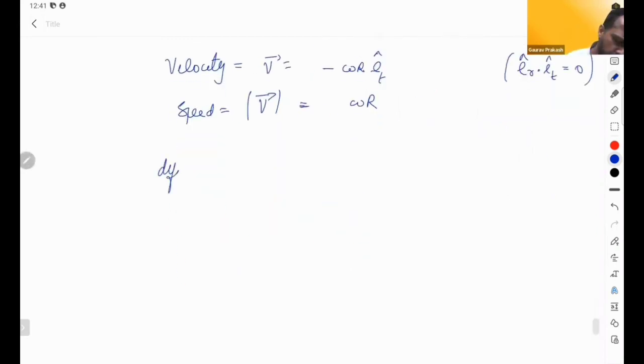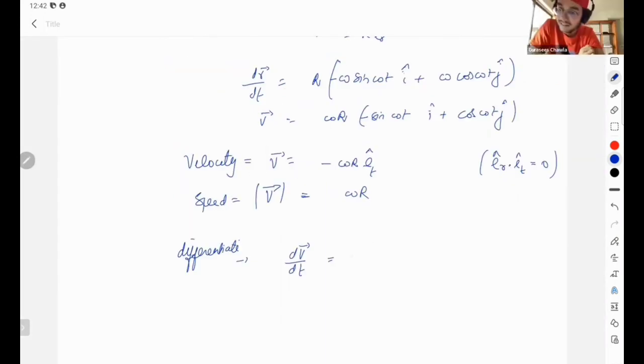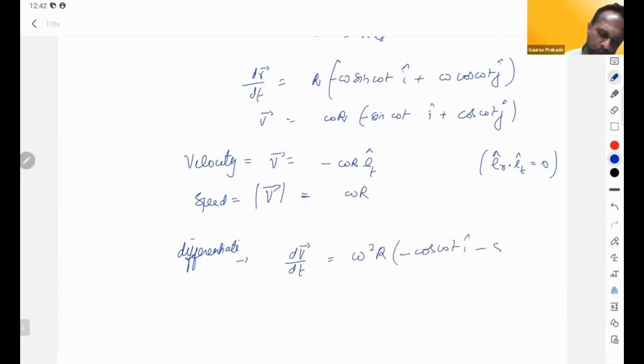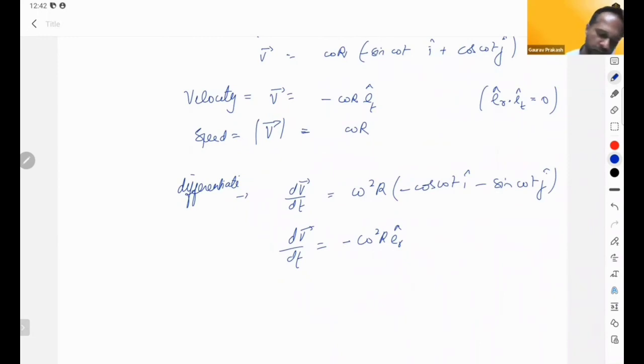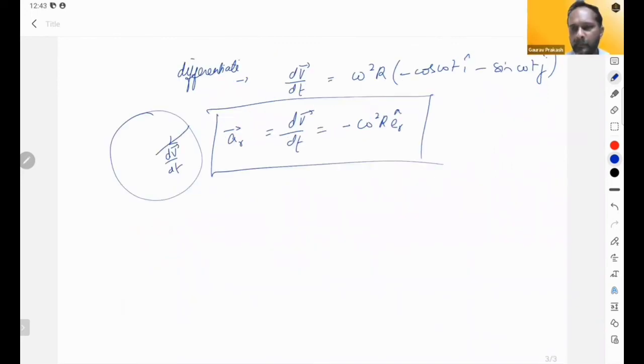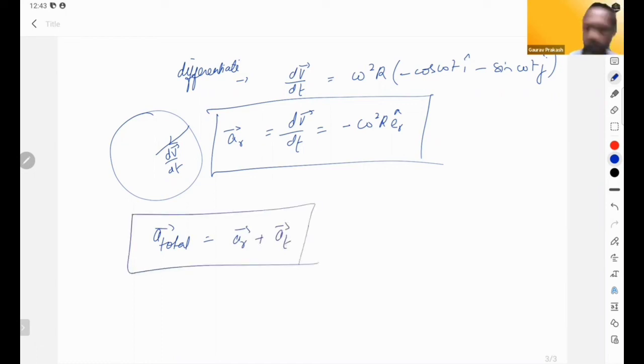Now if I differentiate velocity again, dv by dt becomes omega square r, with the differentiation of sine giving cos omega t i cap minus sin omega t j cap, with a minus sign. Okay. So dv by dt is like minus omega square r er. Right. So we have proved that the radial acceleration, dv by dt, will be towards the center. So we have total acceleration. So total acceleration is the radial acceleration plus the tangential acceleration vectors.